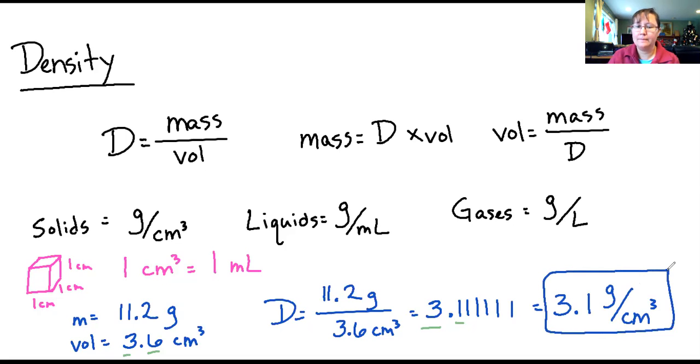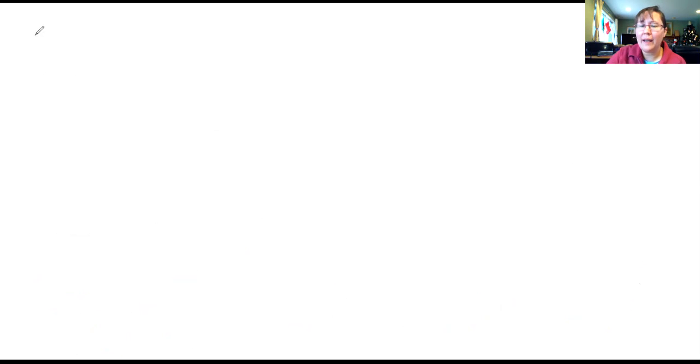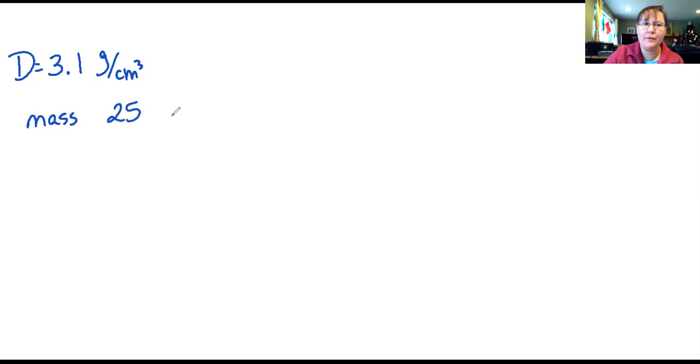Okay. Let's remember that, and we're going to use it on the next slide. Now, we're looking at our unknown, and that had a density of 3.1 grams per centimeter cubed. Now, let's say that we have an irregular piece of our unknown here, and we find that it has a mass of 25 grams. And we want to know what its volume is.